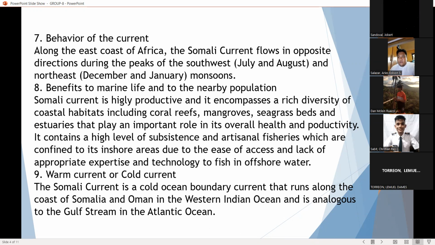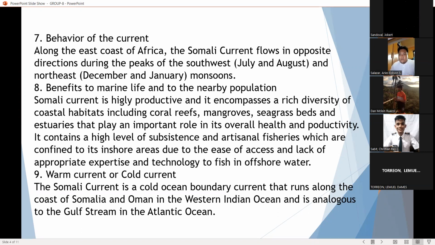Benefits to marine life and to the nearby population, Somali Current is highly productive and it encompasses a rich diversity of coastal habitats including coral reefs, mangroves, seagrass beds, and estuaries. They play an important role in its overall productivity. It contains a high level of subsistence and artisanal fisheries, which are confined to its inshore areas due to the ease of access and lack of appropriate expertise and technology to fish in offshore water.